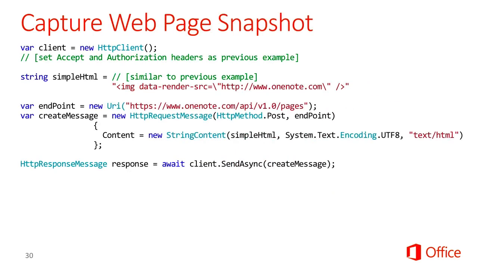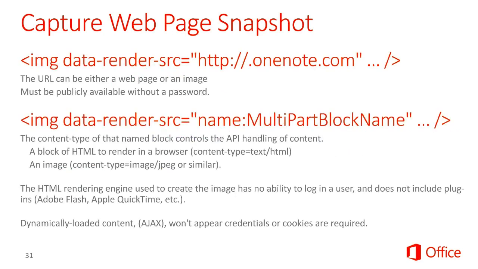I can also capture a web page snapshot. So here I'm getting a reference to OneNote.com as the home page, and then I'm passing that across in the content. So OneNote will take a picture of that page to render it out. Now, when talking about capturing a web page snapshot, the first method is great for archiving things you see on the web that change frequently.